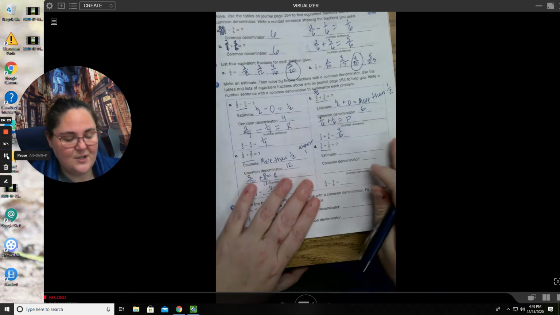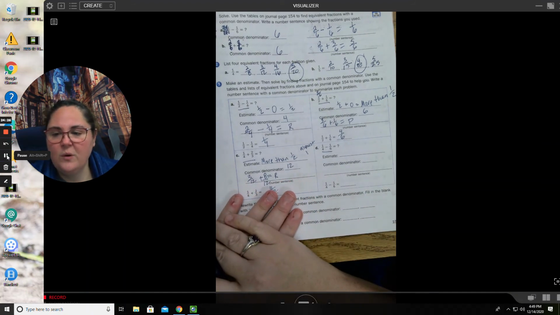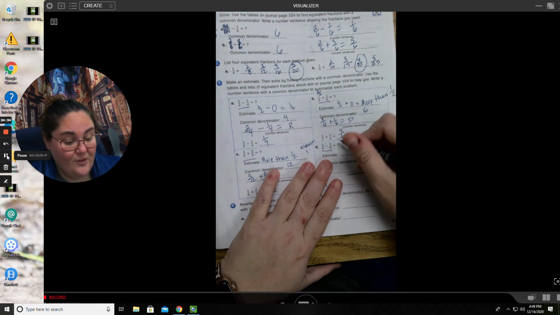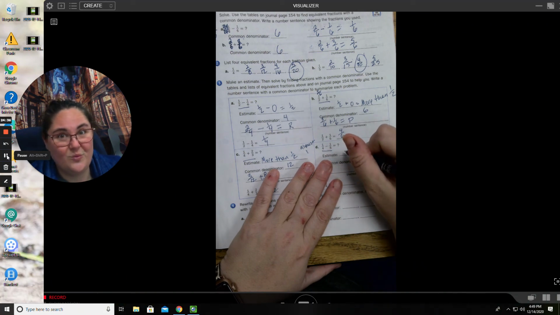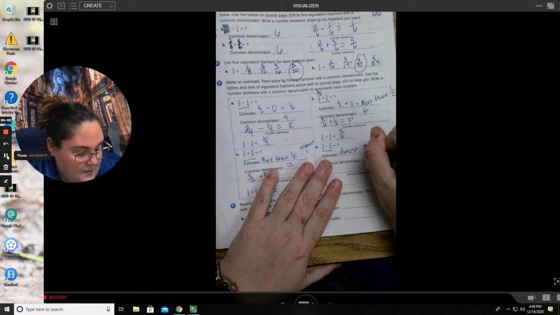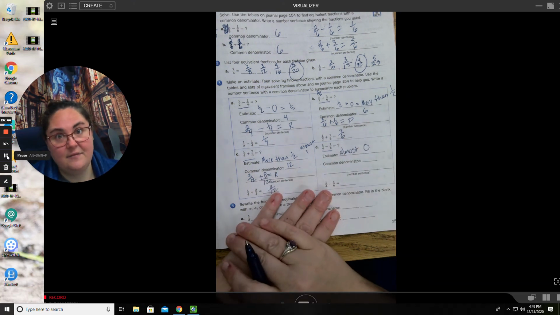All right, let's look at number D. 1/4 minus 1/6. Subtraction. If I'm subtracting, it's already less than half. So I know that if I'm taking away 1/6, it's going to be almost 0. It's definitely less than half.